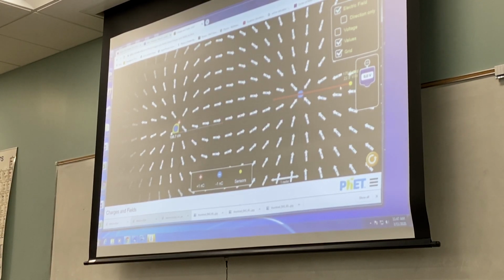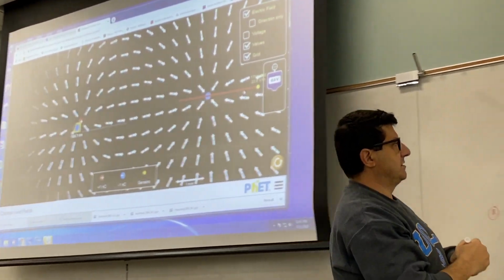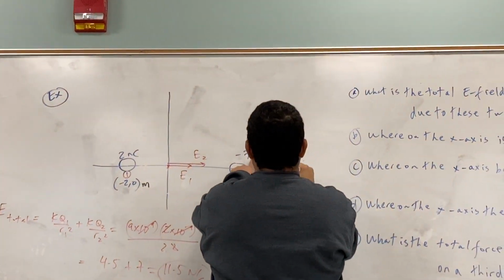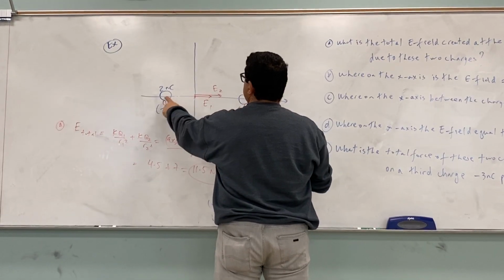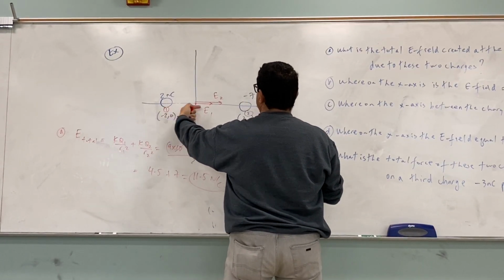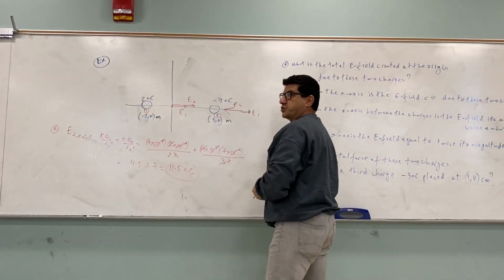Okay, why is it to the left if you go on that side? Why is it to the left? Well, because this guy creates an electric field towards it, E2. That guy creates an electric field, what? Away from it. But which charge is stronger?